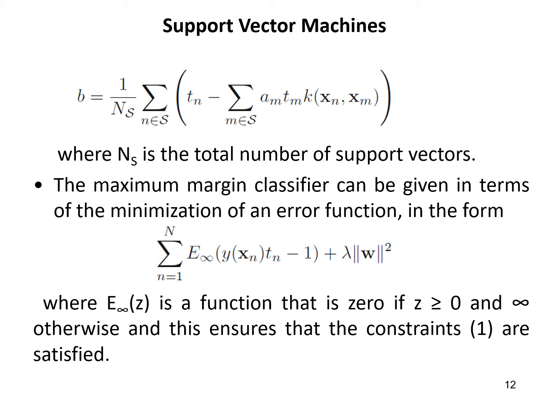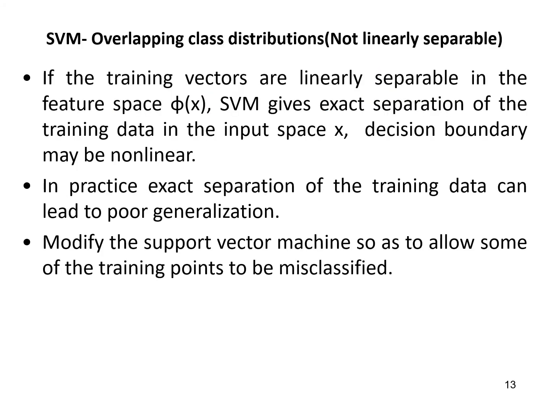The maximum margin classifier can be given in terms of the minimization of an error function of the form summation n equal to 1 to N of E infinity of (y(xn) tn minus 1) plus lambda norm w squared. E infinity of z is a function that is 0 if z is greater than or equal to 0 and infinity otherwise. This ensures the condition tn y(xn) greater than or equal to 1.